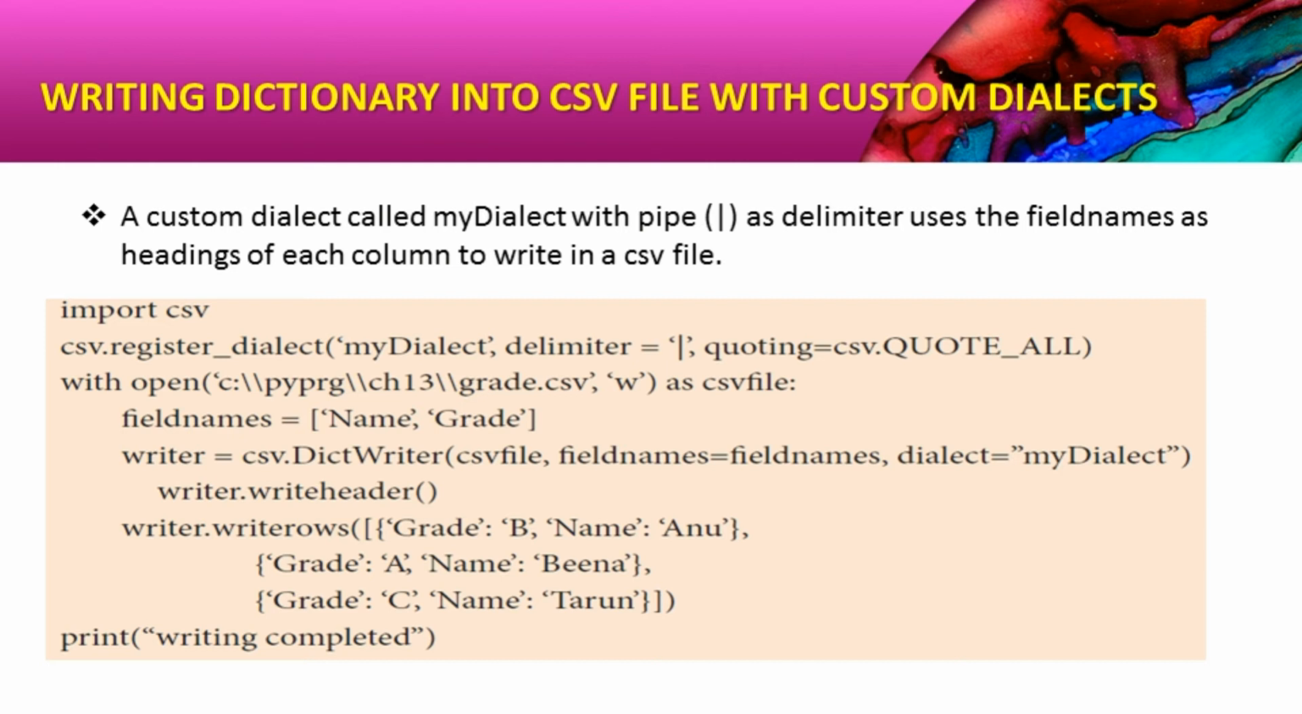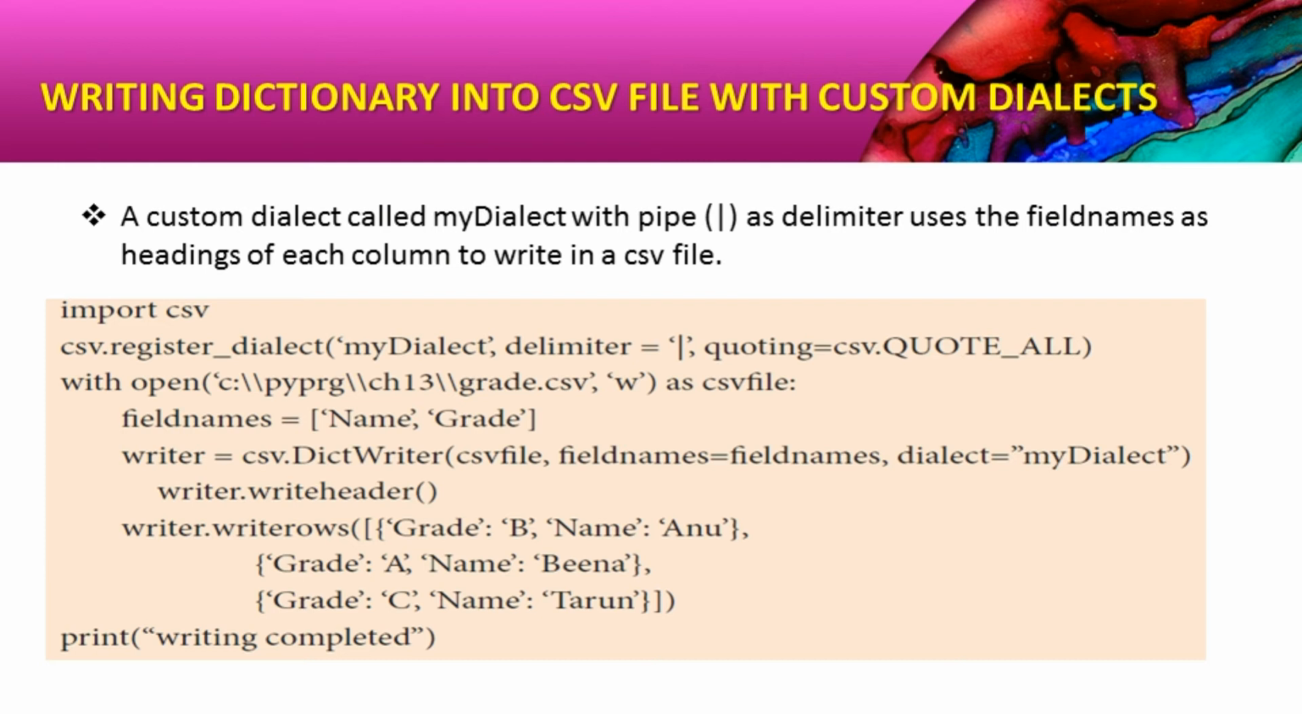Let us see the example. Import csv, importing the CSV module. csv.register_dialect of my dialect, delimiter is equal to pipe symbol, quoting is equal to csv.QUOTE_ALL. Just open the file. Here the field names are name, grade. writer is equal to csv.DictWriter of the CSV file, field names, and here dialect is equal to my dialect.